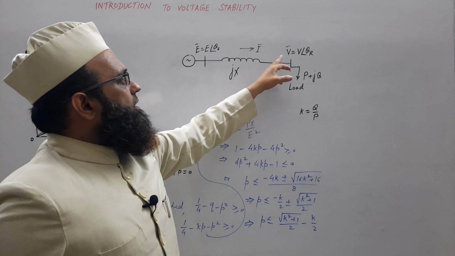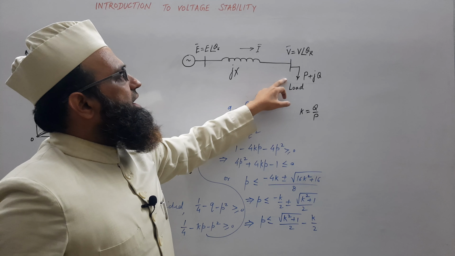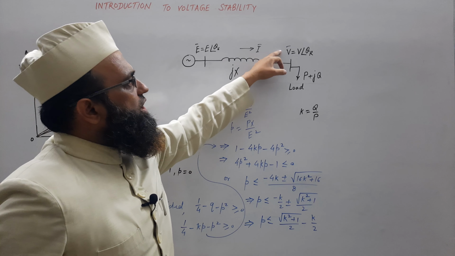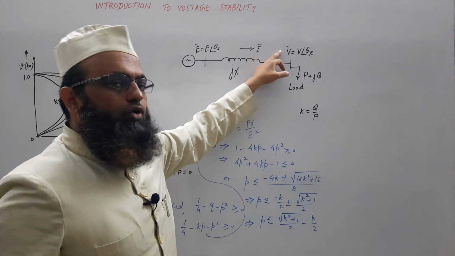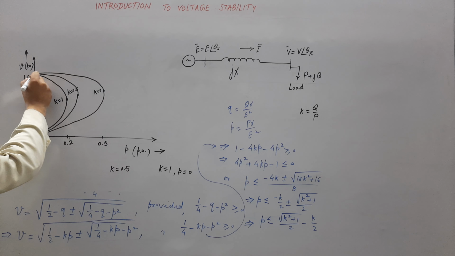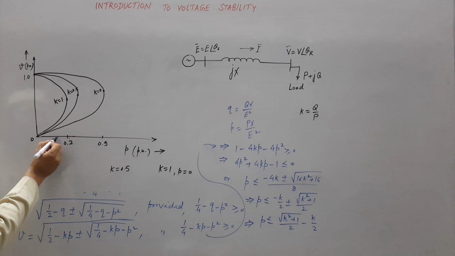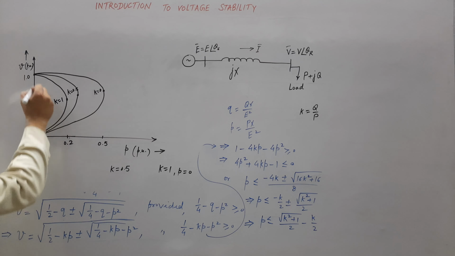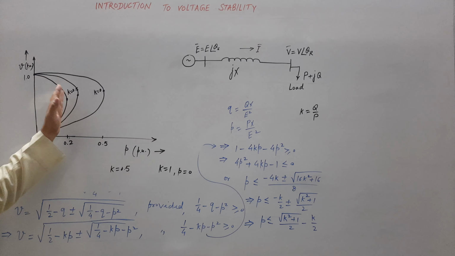But by decreasing impedance, voltage is decreasing but current is increasing, hence active power consumed by the load is increasing initially. So voltage decreases, active power consumed increases, and it reaches a critical point, this point. When you equate this is equal to this, that will give you the critical point corresponding to critical loading.